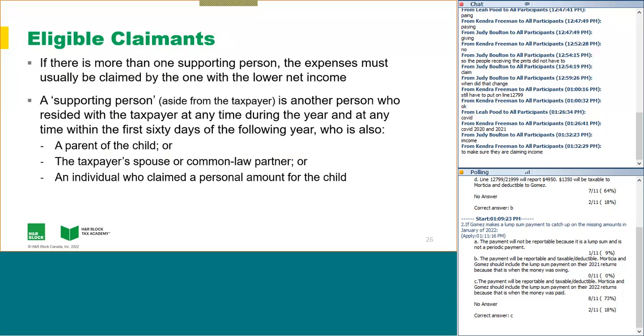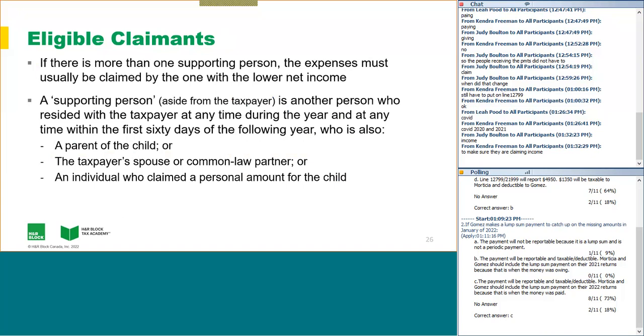Okay. If there's more than one supporting person, this is important. If there's more than one supporting person, the expenses must be claimed by the one with the lower net income unless there is a Part C exception. We're going to talk about Part C exception, but in all other circumstances, it must be claimed by the person with the lower income. So what would happen in a year where you have two parents, and let's say a year before 2020, just to make life easy. So this is before the pandemic happened. You have two parents. One of them has a high income. The other one lost their job and they've been on EI for the whole year. And they have low income because they only had a little bit of EI income.